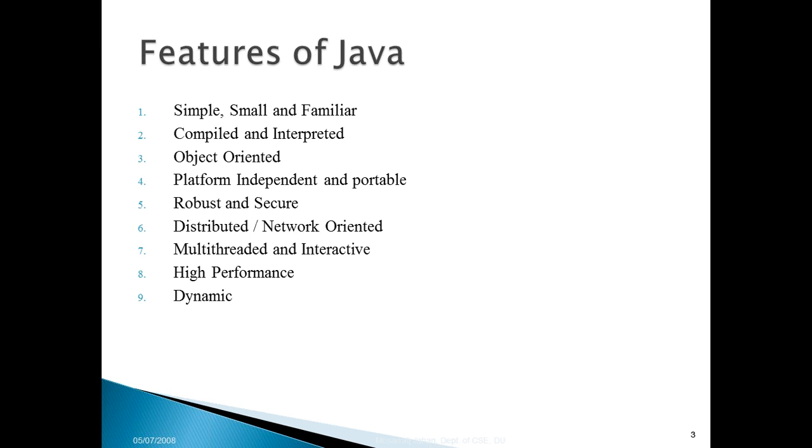Next, distributed and network oriented. What is this distributed and network oriented? Distributed in the sense, for example, there is one very big Java program. For example, we have to calculate the area of all shapes, a simple example. Now the Java program can be divided into many parts and given to other people, and later we can easily combine it.